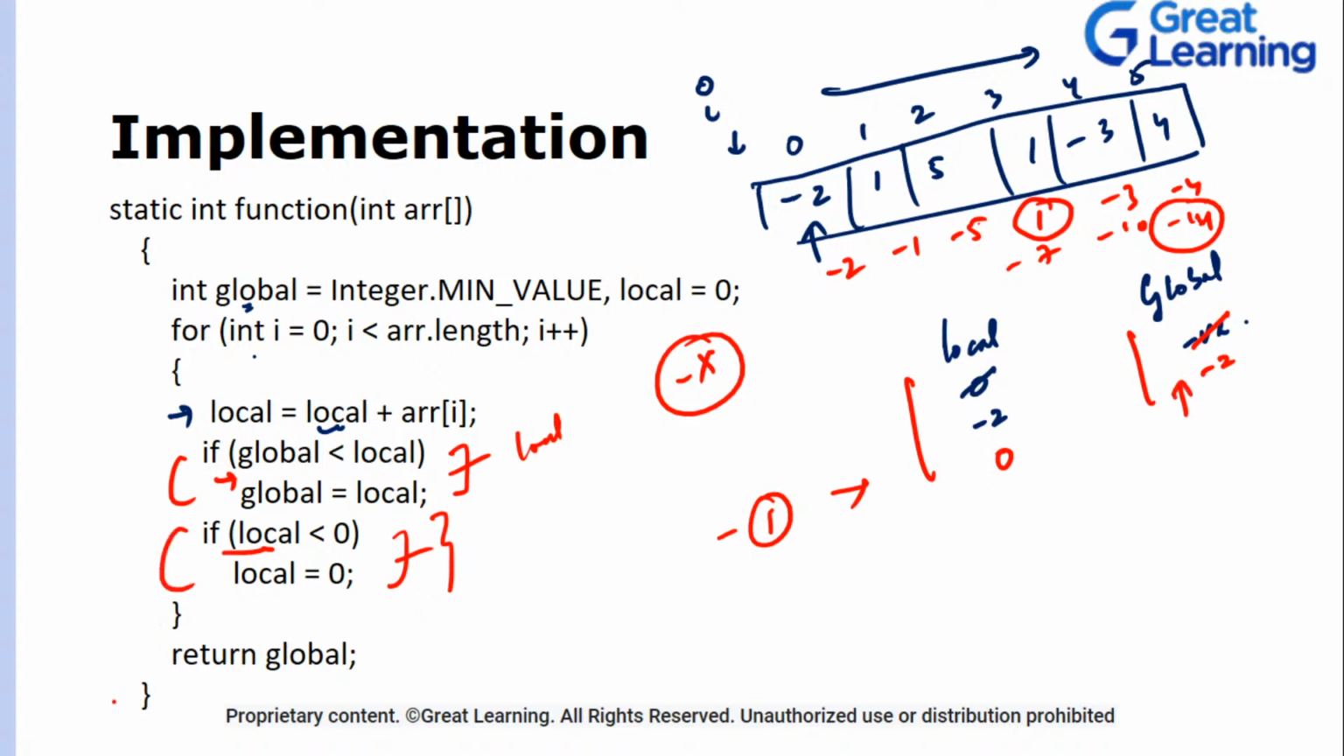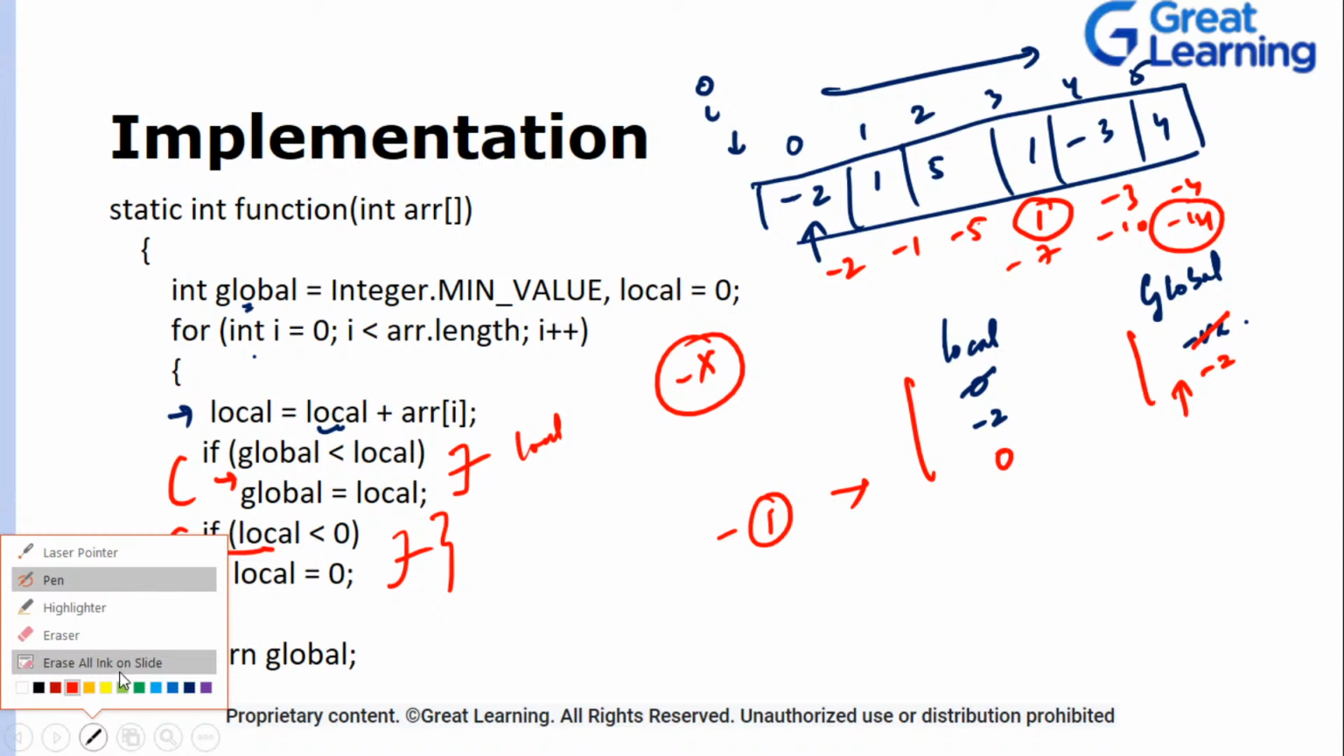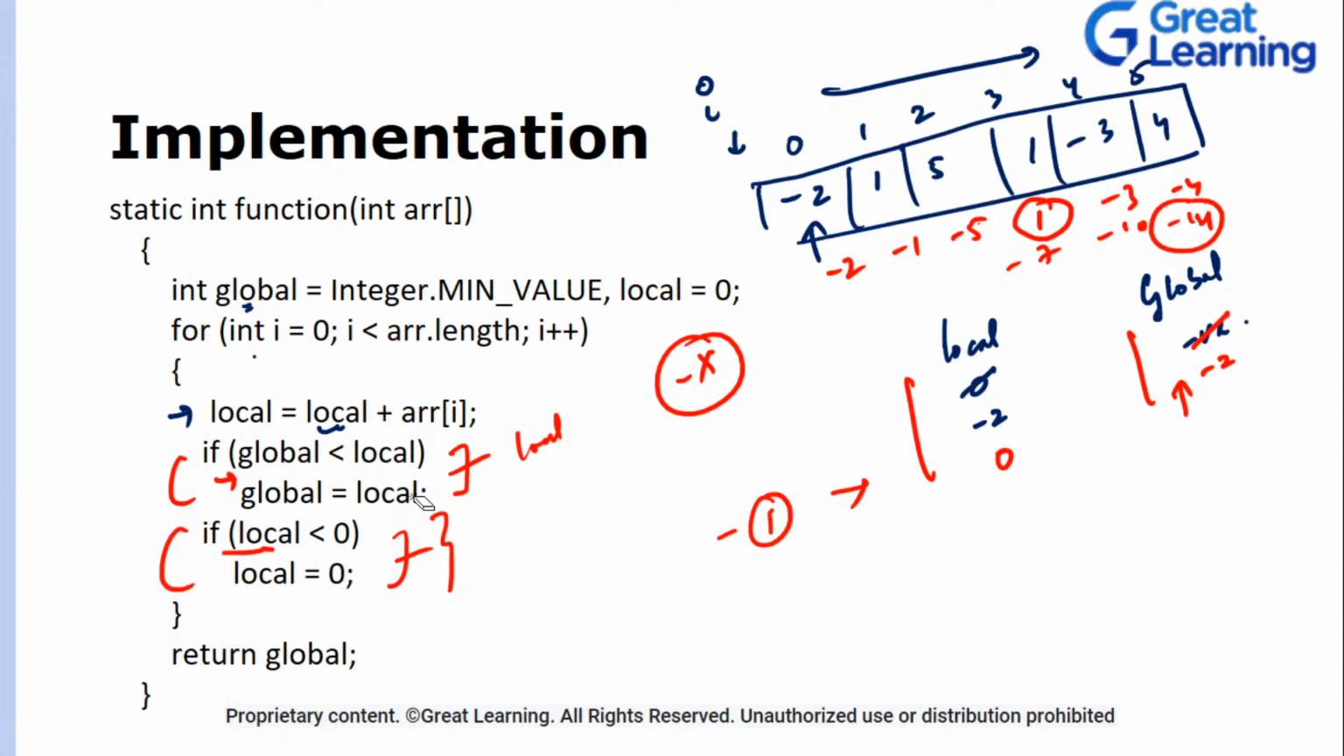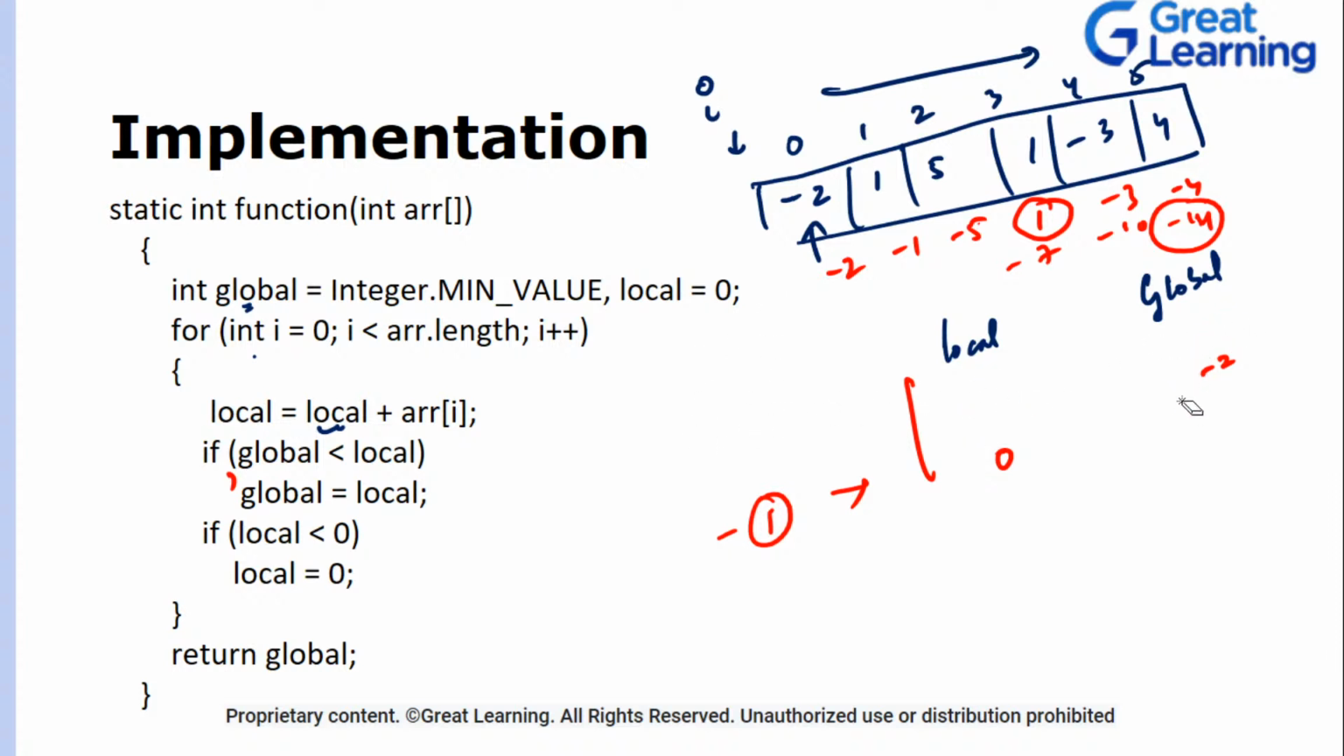Okay, is this thing clear? So this is the little hack that we will be doing in this Kadane's algorithm. Okay, so now let me just erase some part of it. So after one iteration, you will be having 0 in your local and -2 in your global. Done. What happens in the next iteration?